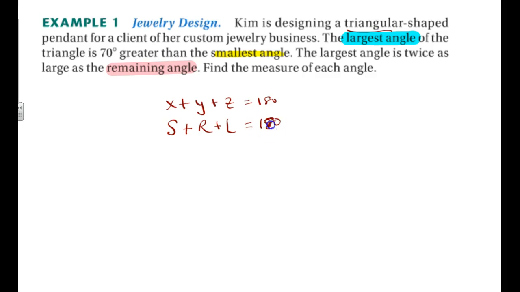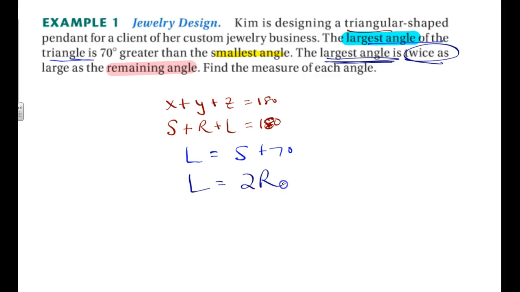So then when I'm starting to write this blue equation, the largest angle is, so I could say L is 70 greater than the smallest. So 70 greater means I'm going to add 70 to the smaller. And then the last equation is saying the largest angle is, well, I could do substitution here again, but I wanted to show you this calculator. The largest angle is twice as large as the remaining angle. So that's twice as large as the remaining.